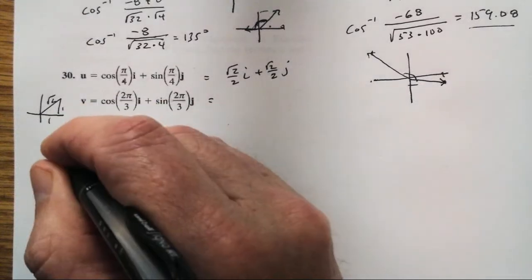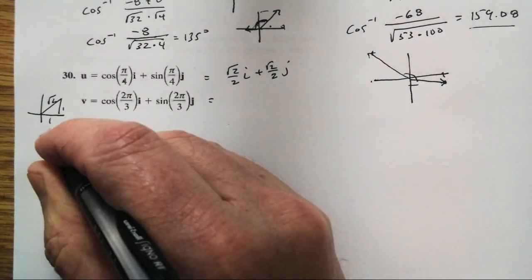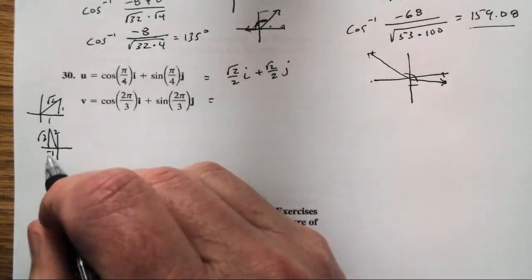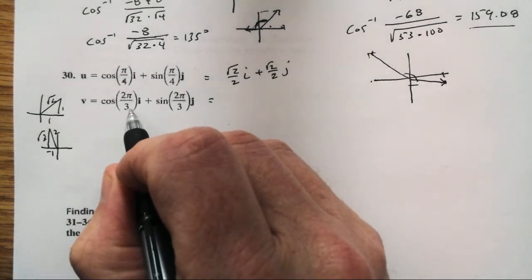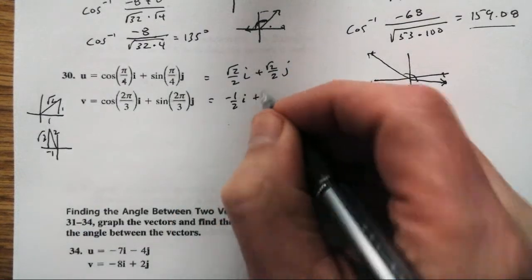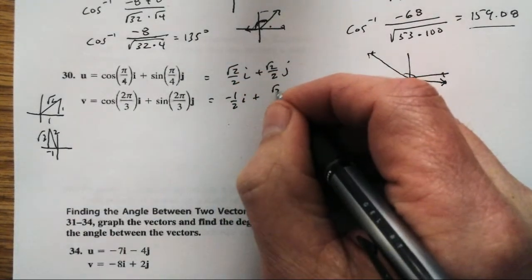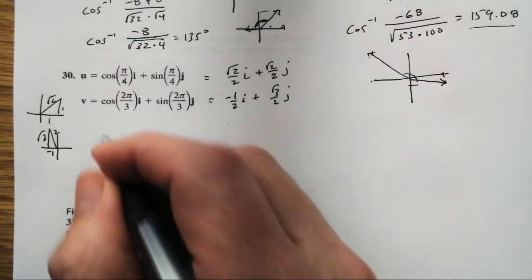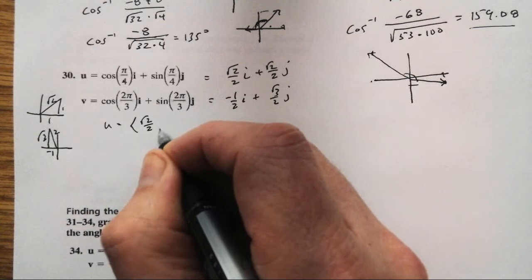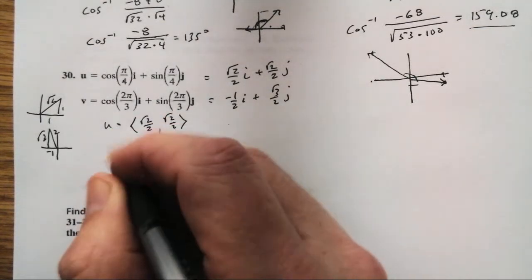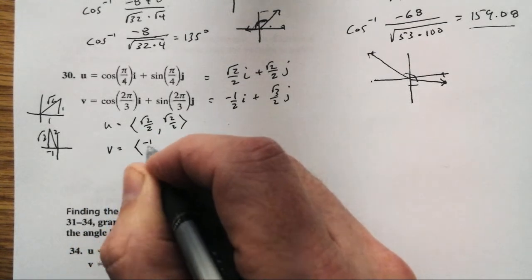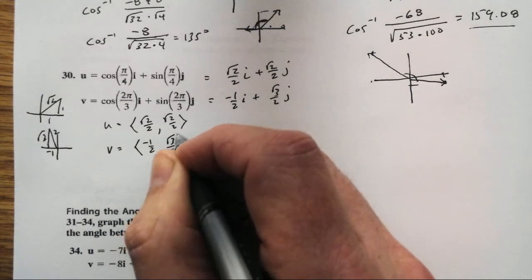j. 2/3 pi. Right here, a 1, a 2, a square root of 3, but left. That is x on r, negative 1 on 2, i, plus y on r, square root of 3 on 2 j. So u is square root of 2 on 2, square root of 2 on 2, and v is negative 1/2, square root of 3 on 2.